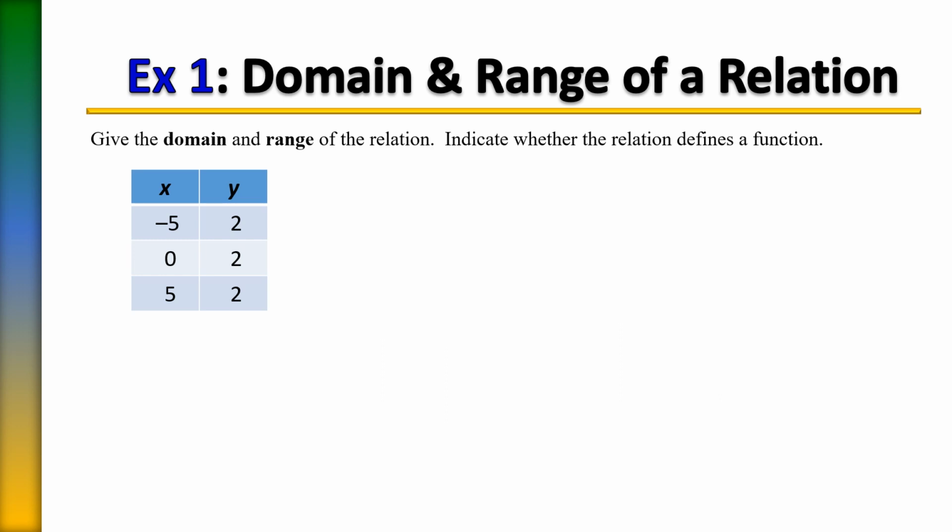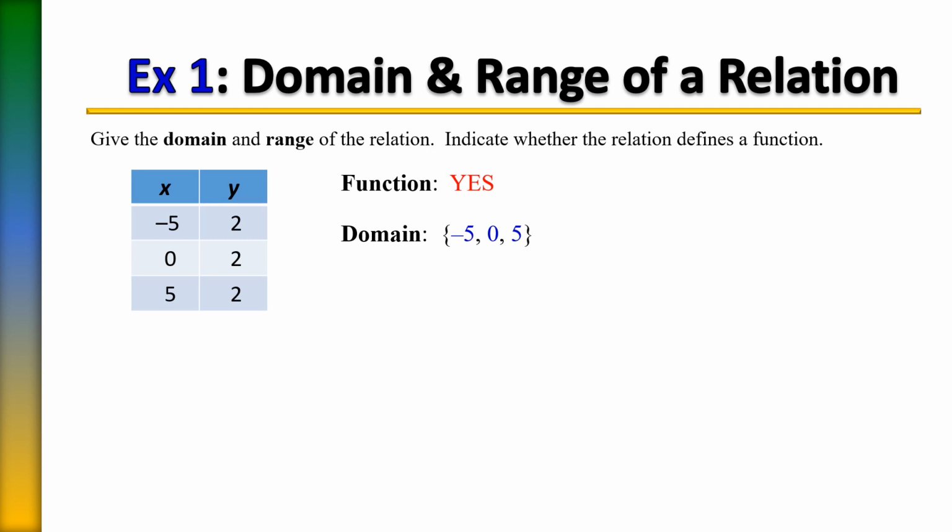So let's take a look at our x values. Notice that they're all different and unique. No values repeat. So therefore, this is a function. Now let's determine what is the domain of this function. So recall the domain is your set of x values or your input. So here we have our domain to be -5, 0, and 5.